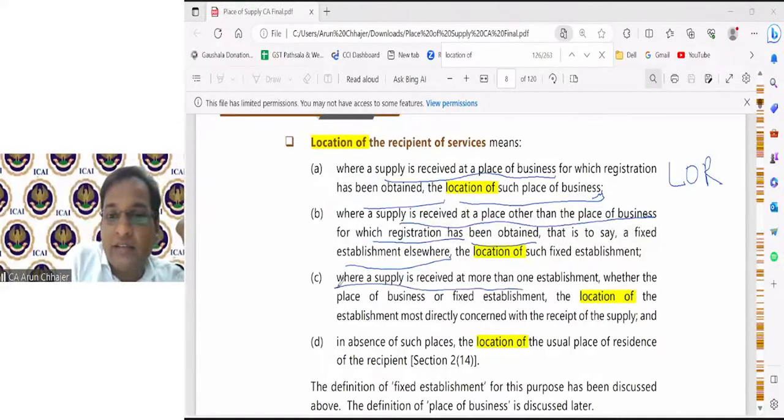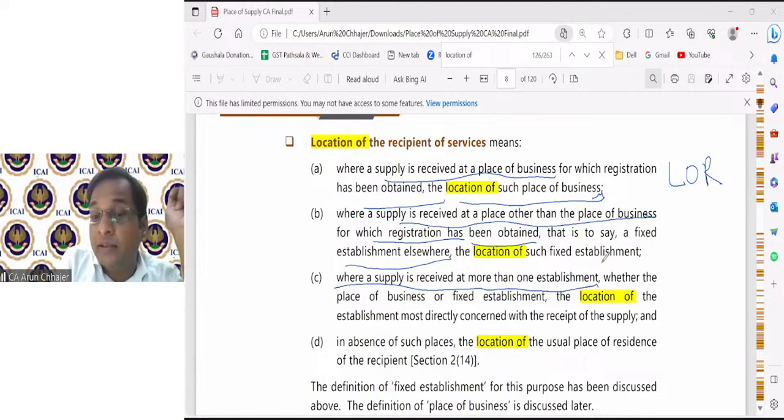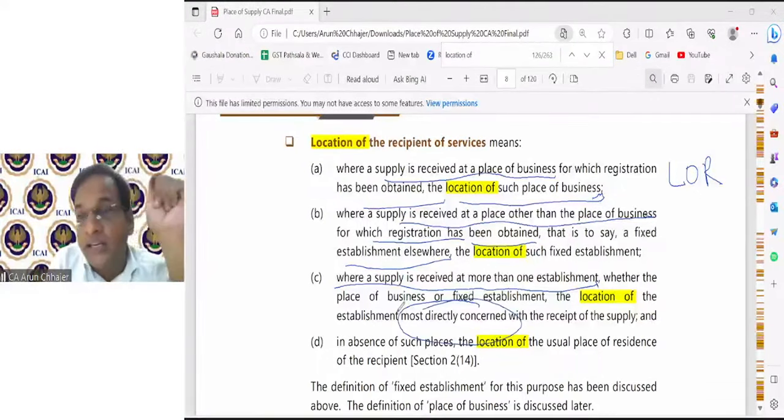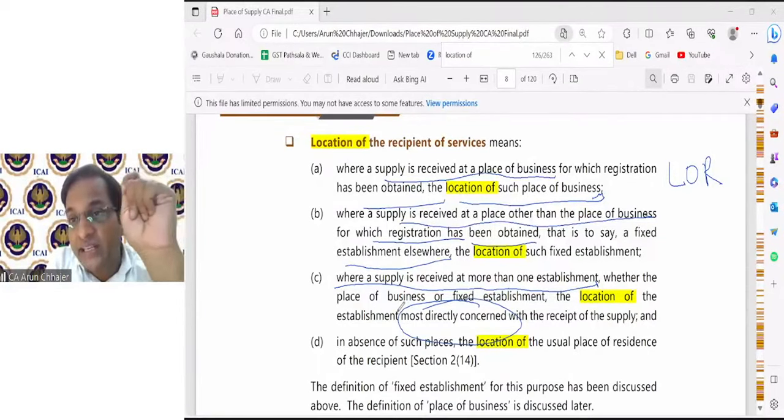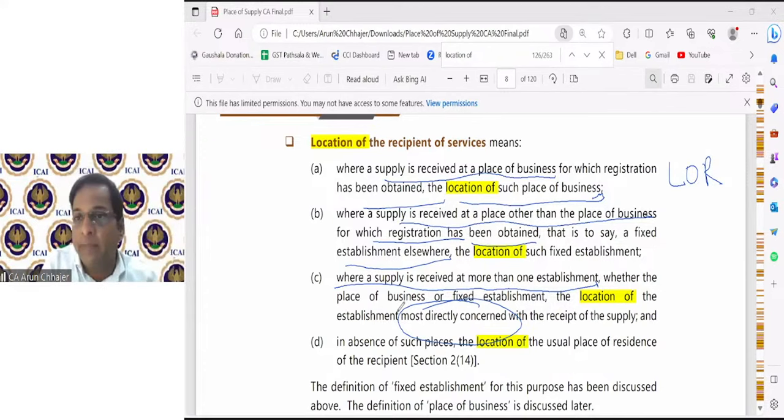Where the supply is received at more than one establishment, then the one most directly concerned. I have to identify the most directly concerned. How to determine the most directly concerned? It will be based on the agreement, the transaction and the facts of the case. It will be decided which is the prime location for receiving the service.